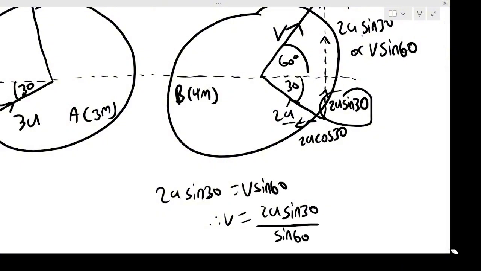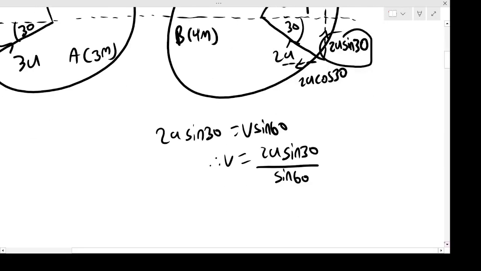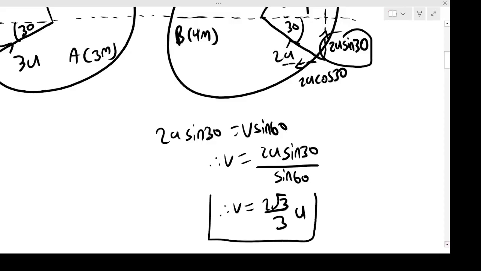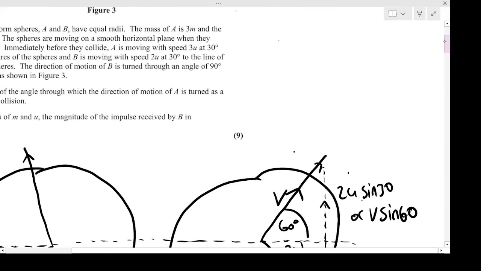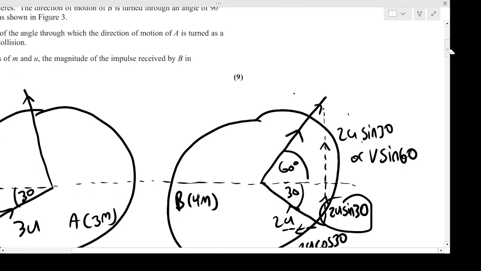Now that would get me v, if I work that out, to be 2 root 3 over 3 u. Okay, and there we are. So I can add that on. So it's going to be 2 root 3 over 3 u.